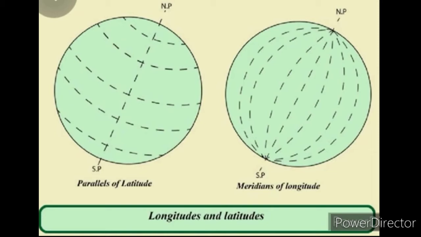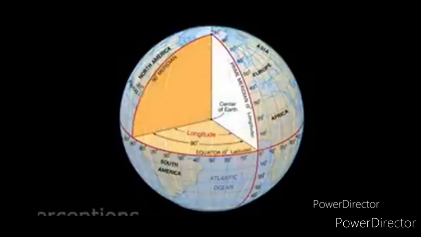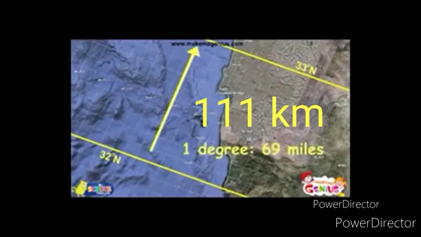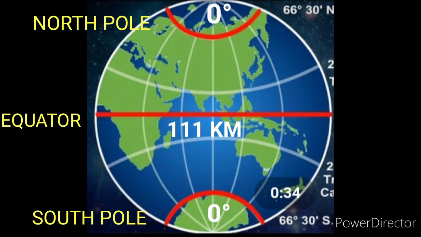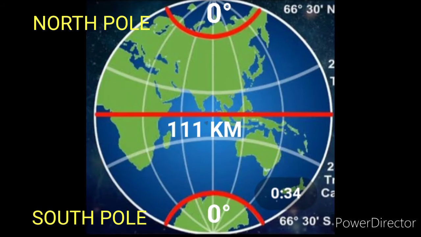Latitudes are parallel to each other, but longitudes are not parallel to each other. The distance between the lines of longitude decreases from 111 kilometers at the equator towards the poles. At the poles, the distance is 0 as all meridians meet here.